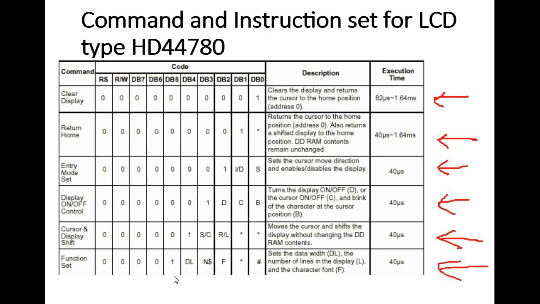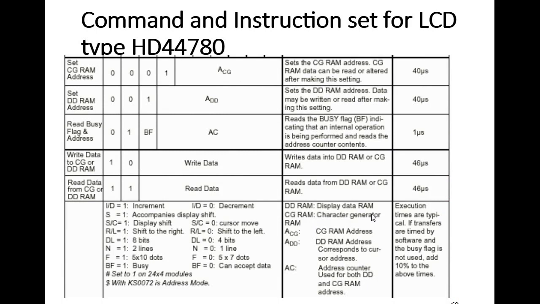So these are basically the commands. Like I told you, for all commands RS would be 0, and R/W would also be 0 because we are writing a command. And this is the command. Command 1 is basically clearing the display, and the execution time is provided, right? So you can time the display after the particular command. And these are the commands that continue for this particular HD44780.